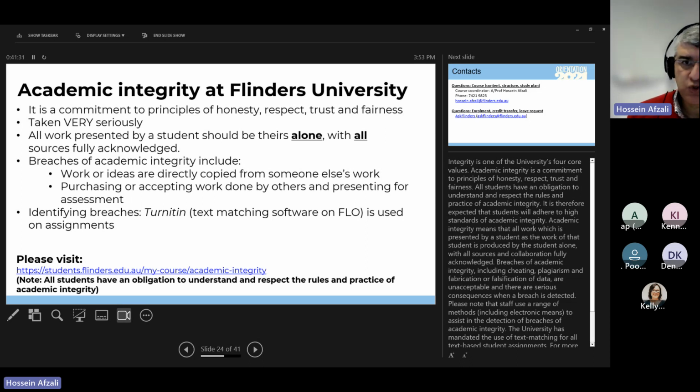And if you have any issues, you can also contact me, or in each college we have academic integrity officers. We can provide all the information and their contact details, and then you can read the policy and contact us if there is still something that you need more clarification or more information on. But that's a really important issue, and it's taken very seriously here at Flinders.